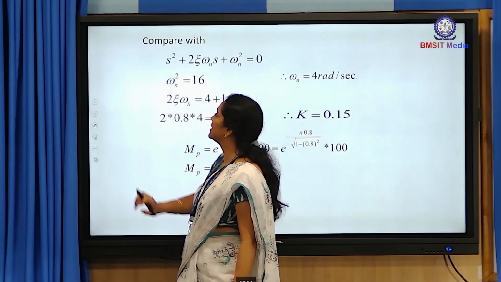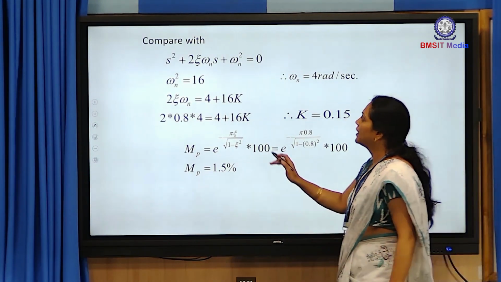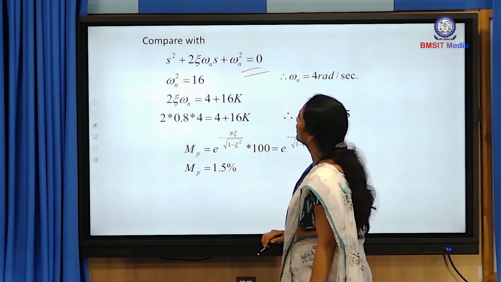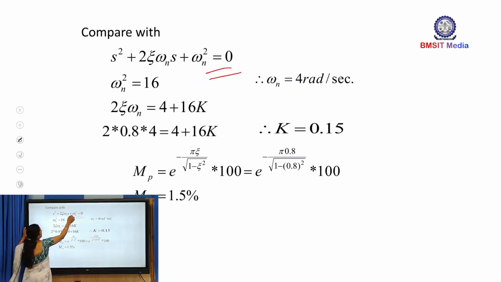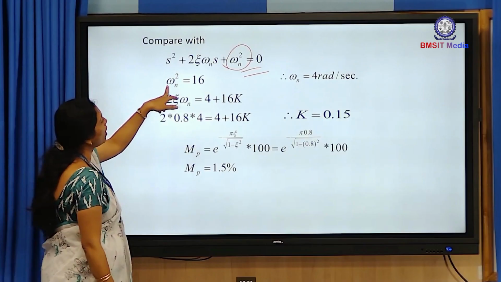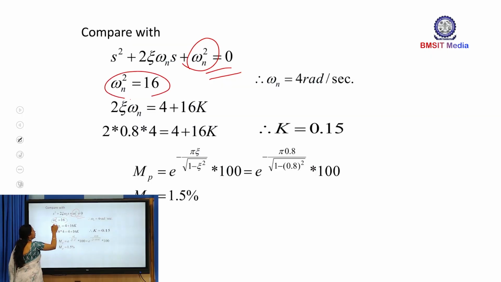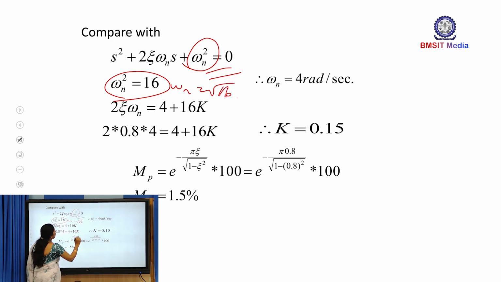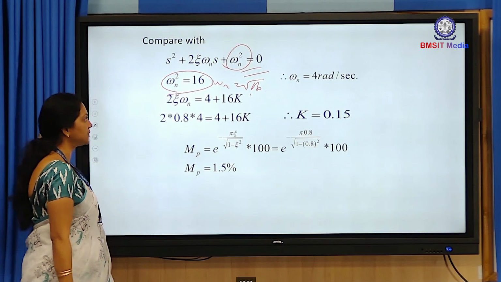Now once I get this equation, I have to compare with the standard format, which is s square plus 2 zeta omega n s plus omega n square. What is in the place of omega n square? I am having the term as 16. So omega n square is equal to 16. If omega n square is equal to 16, what is my omega n value? Root of 16, which is equal to 4 radians per second.